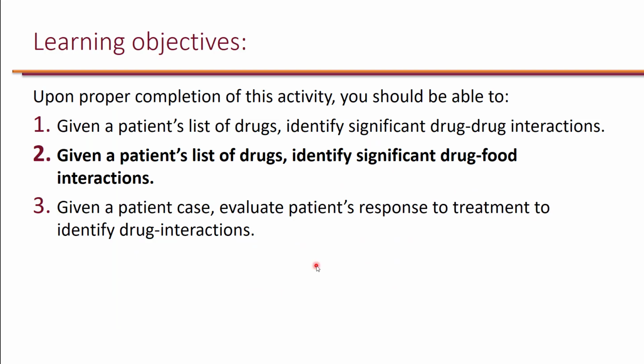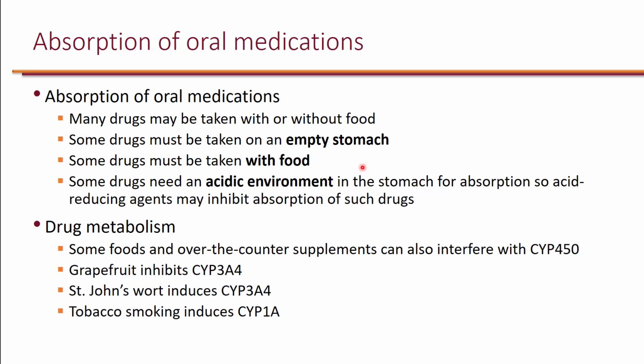The next learning objective is, given a patient's list of drugs, identify significant drug-food interactions. So as I mentioned before, a lot of interactions involve absorption of oral medications. Now, for the most part, a lot of drugs can be taken regardless of food, so either with or without food. However, some drugs have to be taken on an empty stomach because the food can either reduce or, for some drugs, increase the absorption. If it's reducing it, it will result in a suboptimal dose, and if it increases it, it will actually result in toxicity. The same is true with food. So some drugs need to be taken with food.